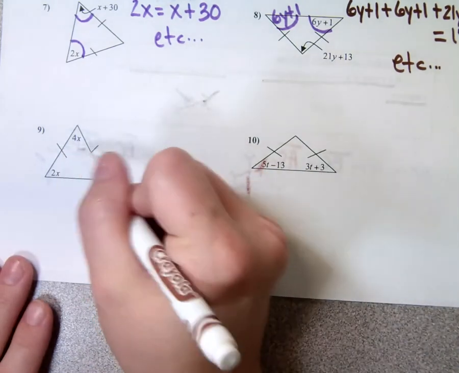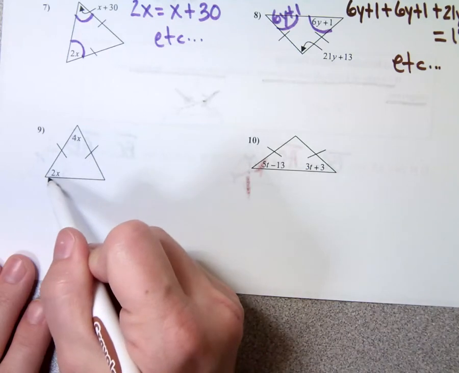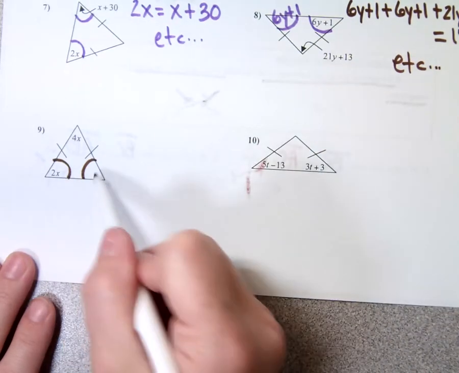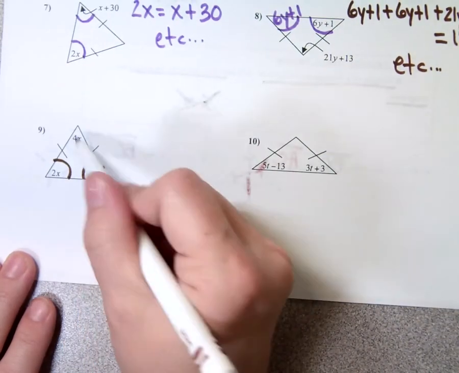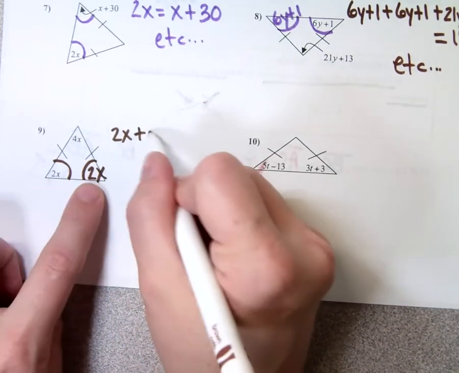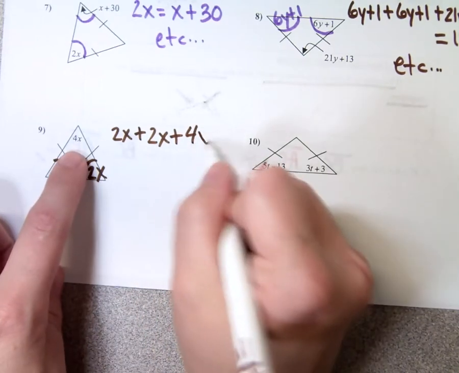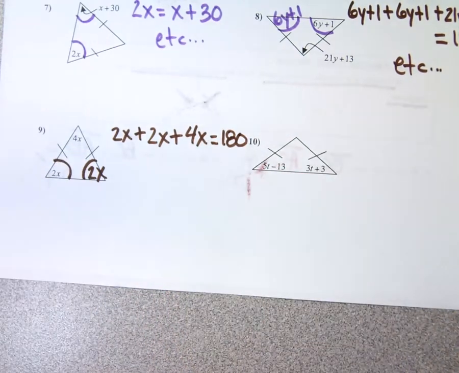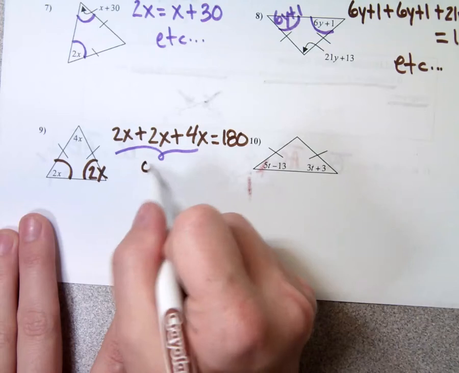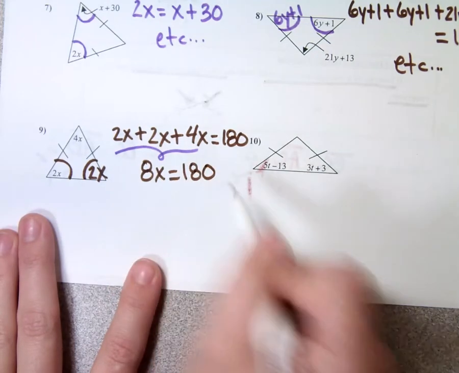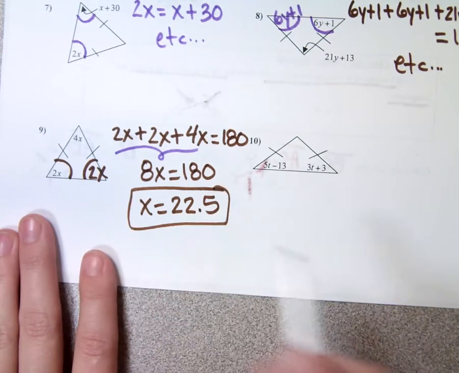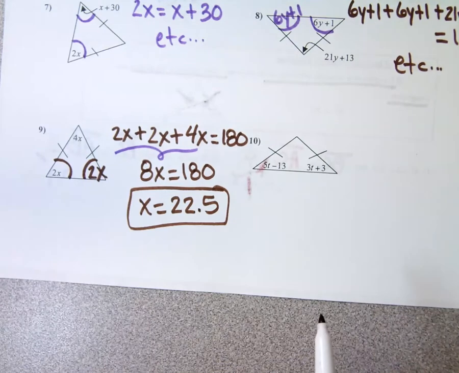Okay, since these two sides are congruent, I know the angle across from this side is congruent to the angle across from this side. So if this is 2x, what's this one? 2x. What do you know about your three angles? They add to be 180. So this 2x plus this 2x plus this 4x all add to be 180. Okay, if I combine like terms, 2x plus 2x plus 4x makes 8x. And then I would divide both sides by 8, and I get 22.5. That's about the third time we've got that answer in just the last couple weeks.